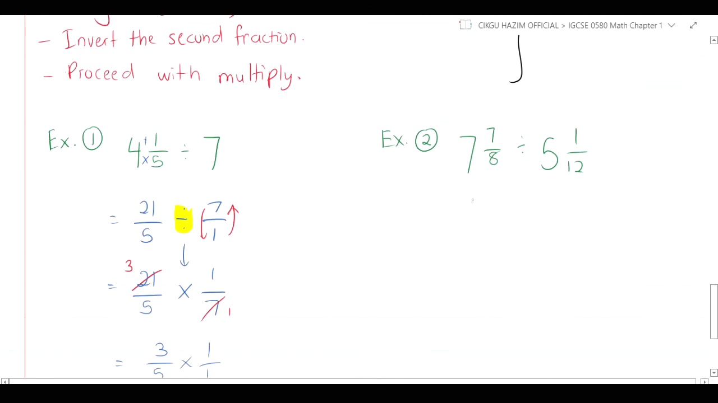Same thing on the right side here: we change both to improper fractions. 8 times 7 is 56, and 56 plus 7 is 63. So we have 63 over 8 divided by 12 times 5 is 60, 60 plus 1 is 61, so 61 over 12. Like I said, divide changes to multiply, and then invert the second fraction. So 63 over 8 multiplied by 12 over 61.